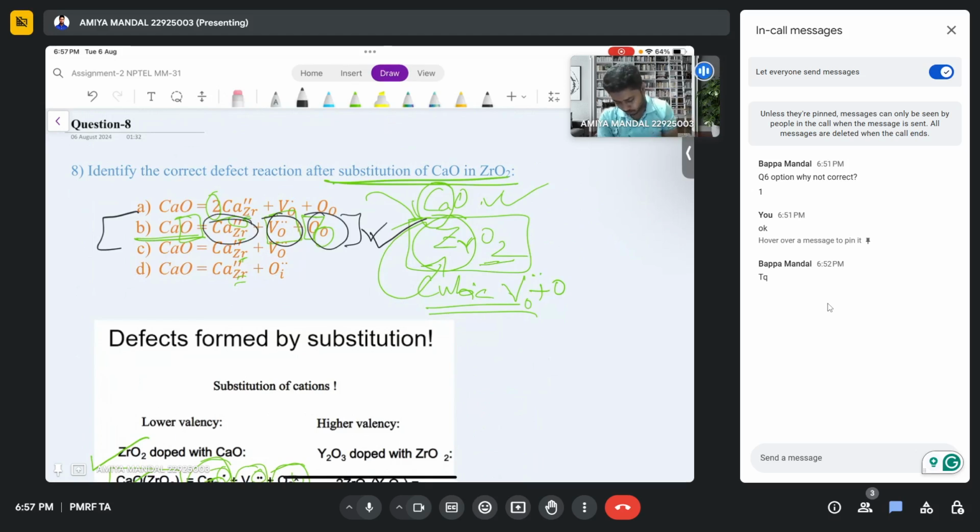Okay, so the correct answer is D. Correct answer is D. Because here everything is balanced. Mass is balanced, charge is balanced, which means the site is balanced. In the other cases, nothing is balanced.